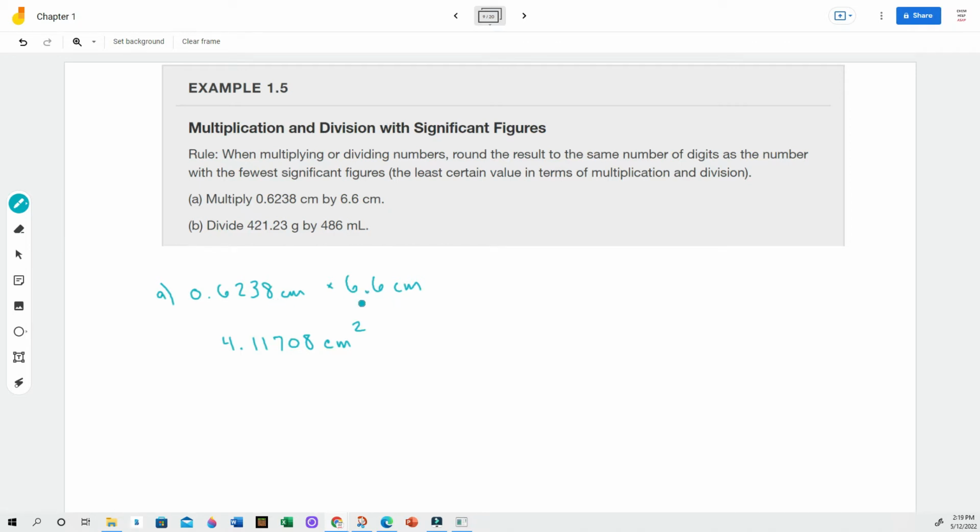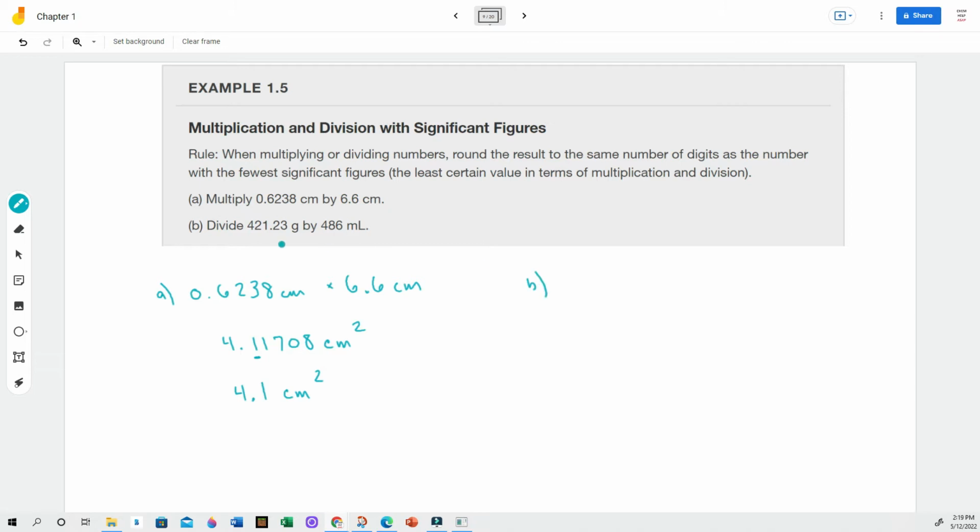So my answer must be rounded to 2 sig figs, which means I am going to round at this first one. Now there's a 1 immediately to the right, so I'm going to round down. So my final answer is 4.1 centimeters squared.